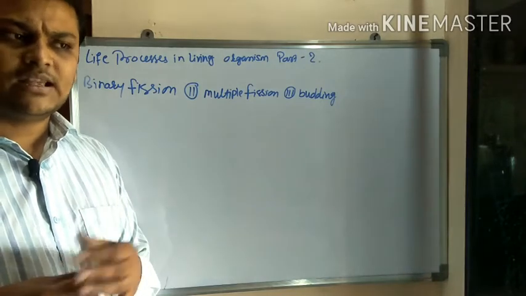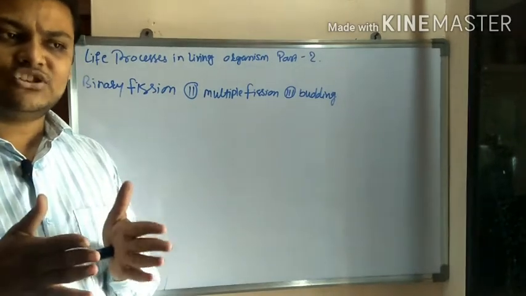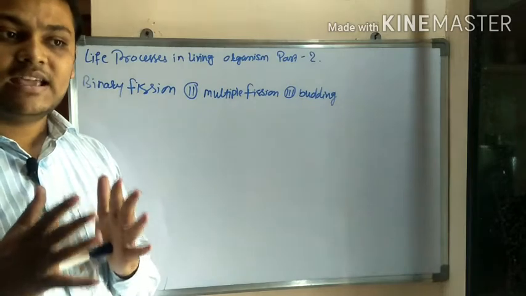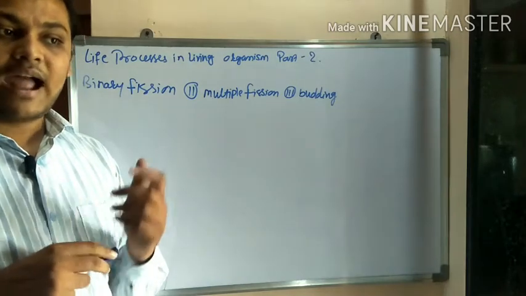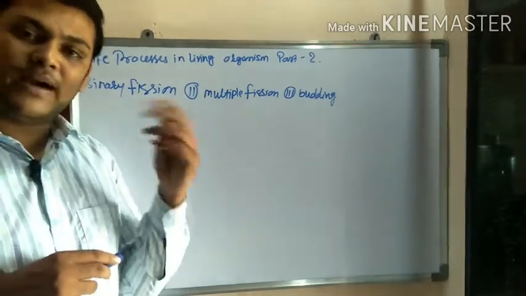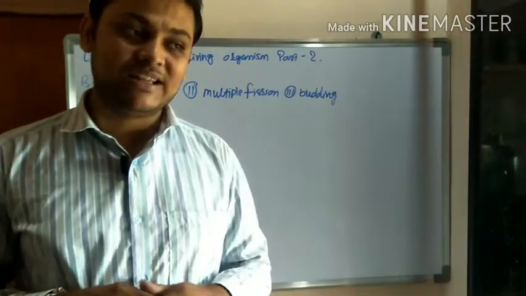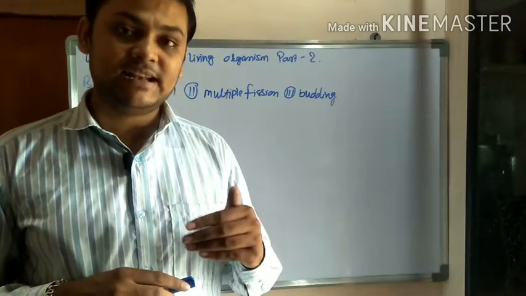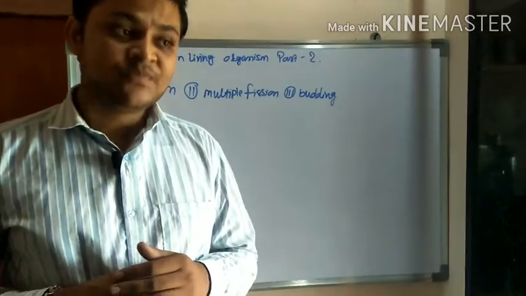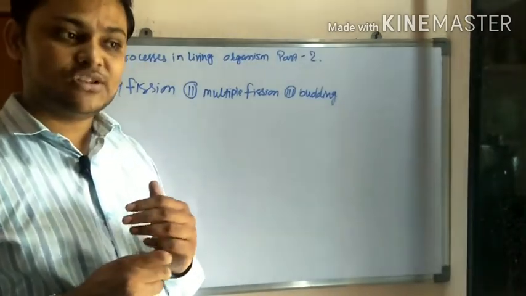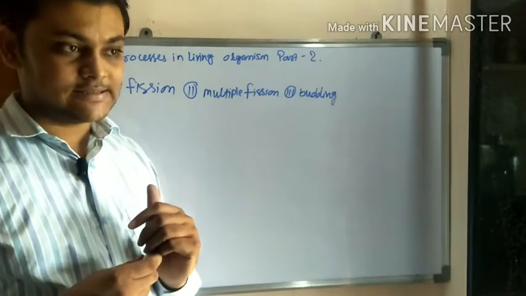What is meant by mitosis? Mitosis is nothing but cell division resulting in two daughter cells having the same number and kind of chromosomes as the parent nucleus. Whatever number of chromosomes is present in the parent nucleus is exactly the same in the daughter cells also, and this type of cell division results in two daughter cells.